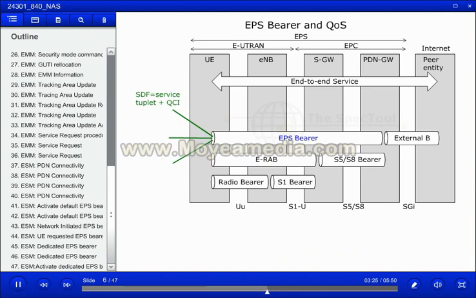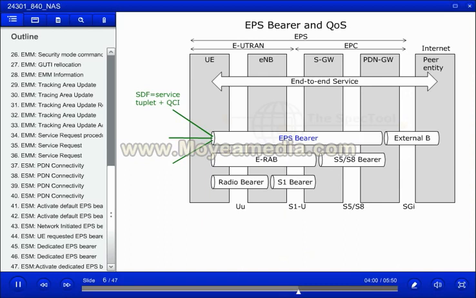QCI is used as a reference to access node-specific parameters that control bearer-level packet forwarding treatment, scheduling weights, admission thresholds, queue management thresholds, link layer protocol configuration, etc. QCI has been pre-configured by the operator at specific nodes, for example, eNode B.